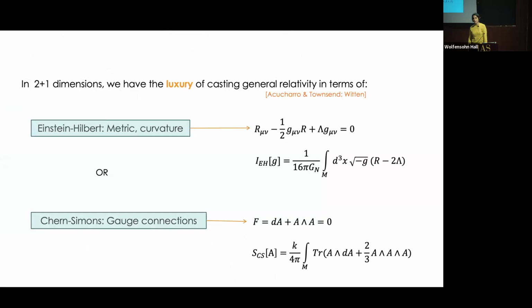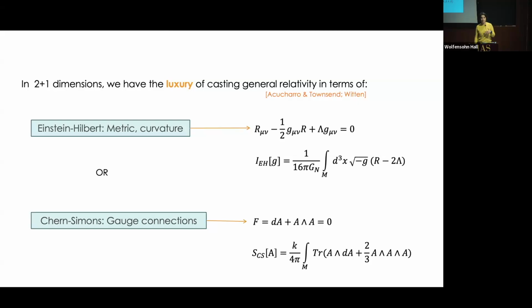So at the classical level, at the level of the equations of motion, it has been established that basically the Einstein equations and its action written in metric formulation can also be cast in terms of a Chern-Simons formulation, where here I've written basically the basic equation of motion, the flatness condition, and the Chern-Simons theory and its action. And so basically, we have this luxury of casting pure 3D gravity in either of these two formulations, at least at the classical level. Okay, this is the relationship between the two of them.